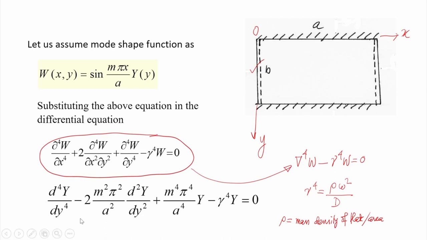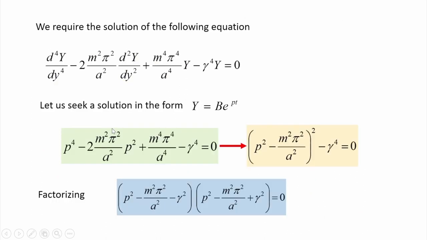Now in order to solve this, because this is a differential equation with constant coefficients, we assume that Y is equal to B e to the power pt, where p is the characteristic root. After substituting this, we get p to the power 4 minus 2 m square pi square by a square into p square plus m to the power 4 pi to the power 4 divided by a to the power 4 minus gamma to the power 4. Writing this expression in factor form, we can write p square minus m square pi square by a square, whole square, that is, this expression is written in the form of a perfect square.